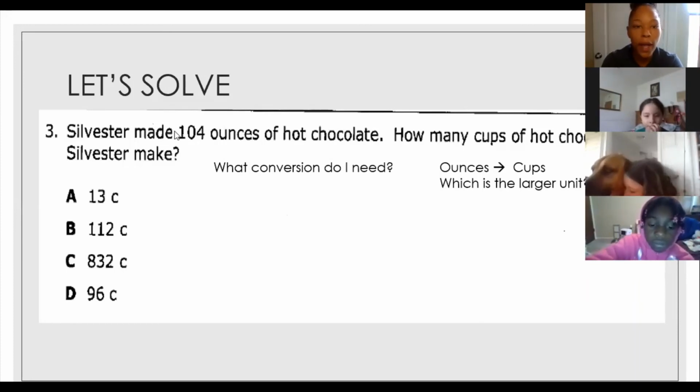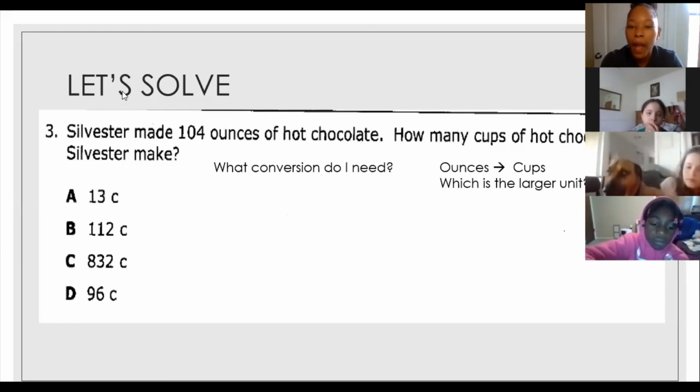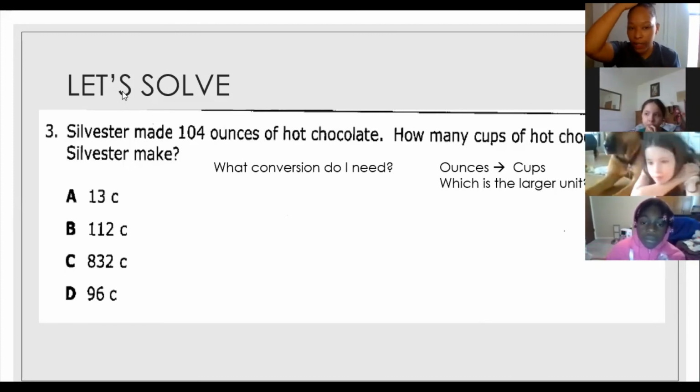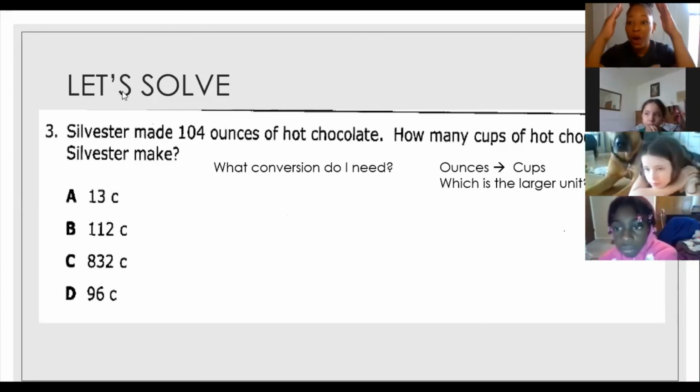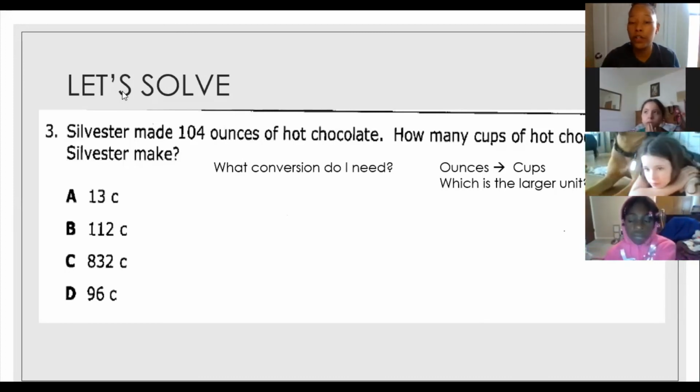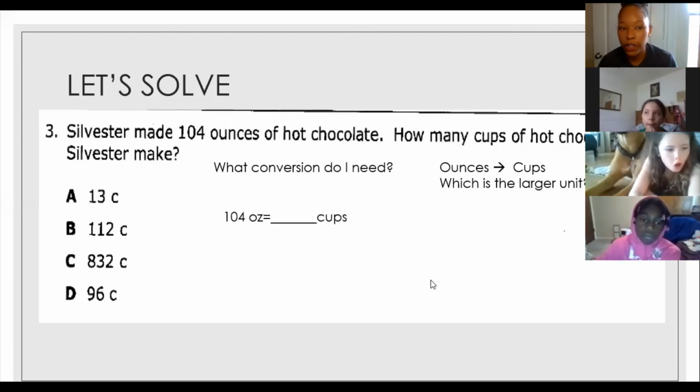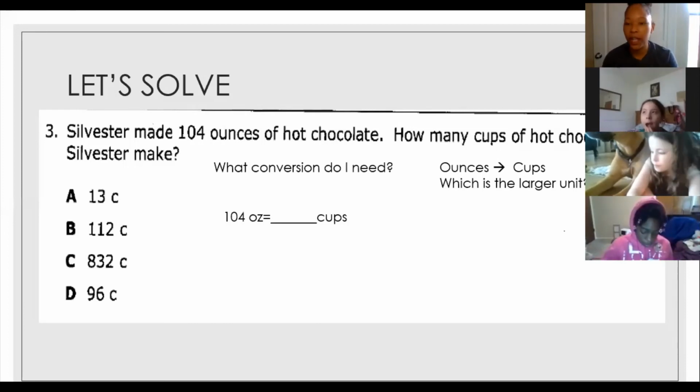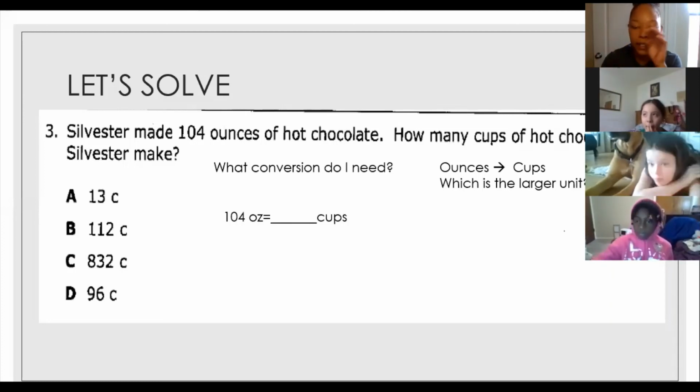Okay, so I want to go ahead and solve this one a little differently. Back to your Eureka lessons, I want to go through our whole process for unit conversions. So our first step is to set up our conversion. They gave me the number 104 ounces. I cannot change that, but I can convert them into cups. Does anyone know our first step?